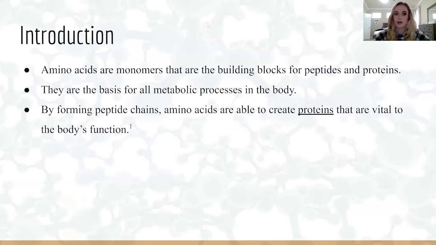Amino acids are monomers that are building blocks for peptides and proteins. They are the basis for all metabolic processes in the body. By forming peptide chains, amino acids are able to create proteins that are vital to the body's function.